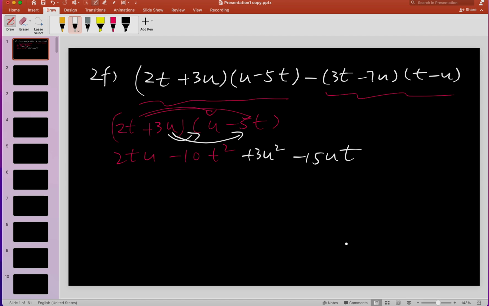Okay, then of course before you continue, you do a simplification first, because if you don't do simplification here, that means the more terms you have, the more complicated it is. Are you listening? Yep. So underline similar terms, this one. So you end up with negative 13ut minus 10t squared plus 3u squared. So this is your part 1 answer. Can you check whether you get the part 1 answer correct or not? Yep. So this is part 1 answer.